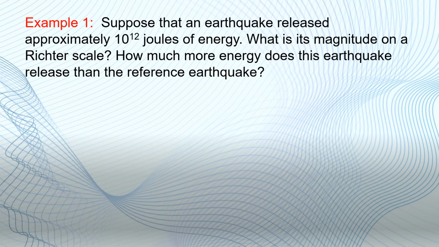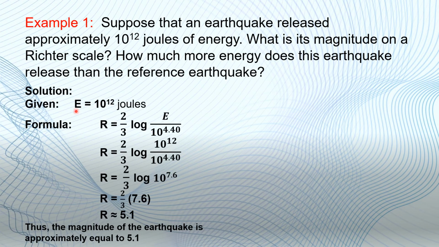Let's have an example. Suppose that an earthquake released approximately 10 raised to 12 joules of energy. What is its magnitude on a Richter scale? How much more energy does this earthquake release than the reference earthquake? So for the solution, our given energy is 10 raised to 12 joules. Our formula is R equals 2/3 logarithm of E over 10 raised to 4.40.